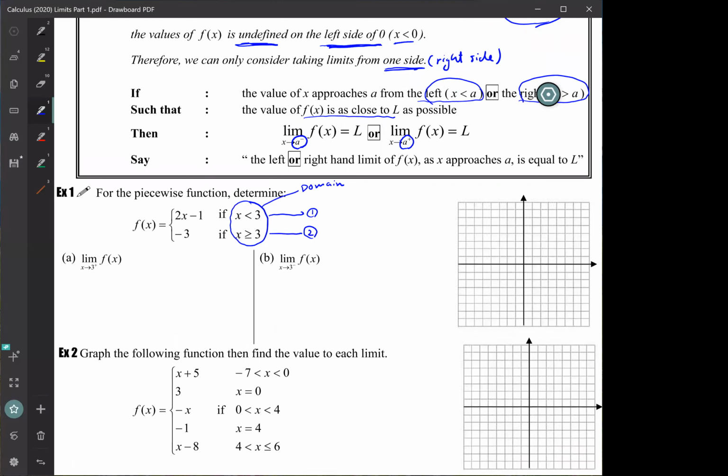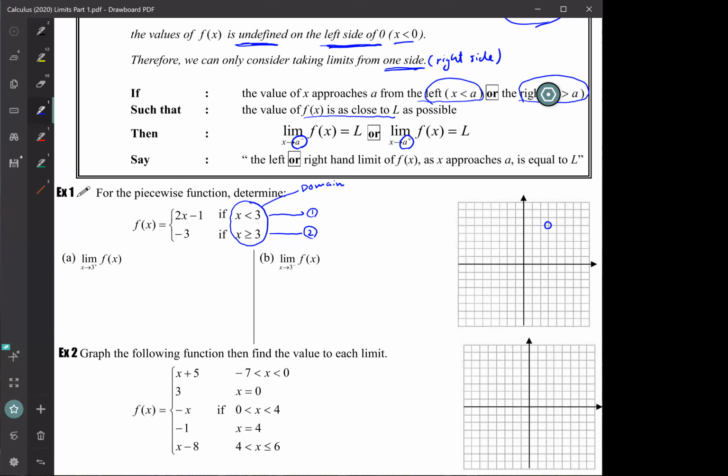What you can do is plug in 3 into the function first. So Joan, what happens when you plug in 3? What do you get? 5. Okay, so that's a point. I go to x equals 3, y is 5. But there I will put an empty circle instead, because it doesn't have an equal sign. Make sense? Yes.